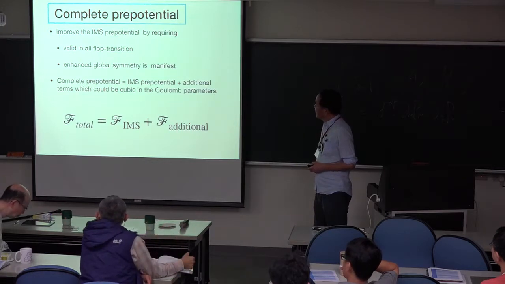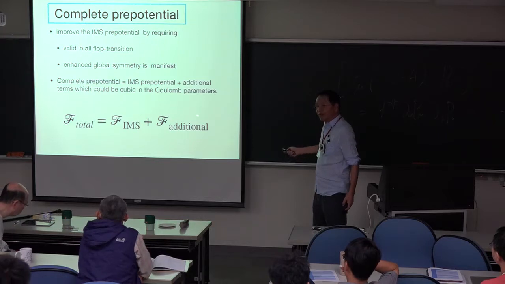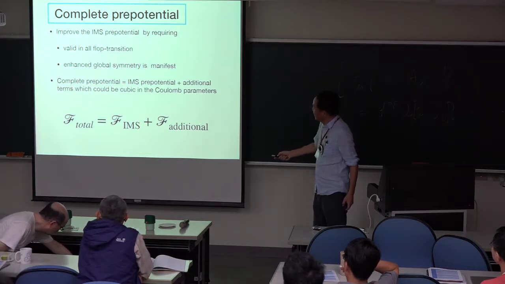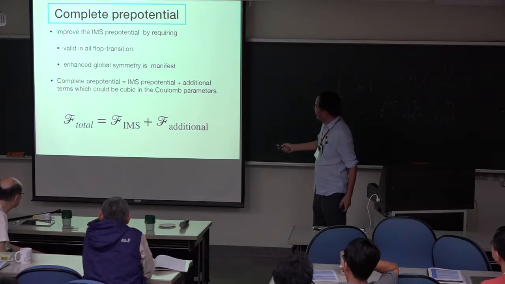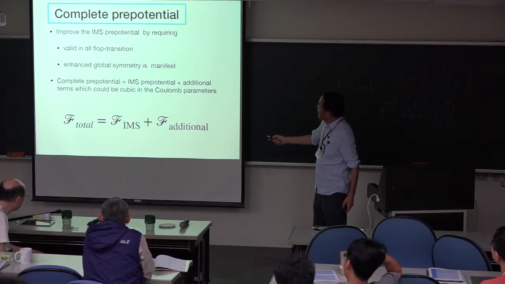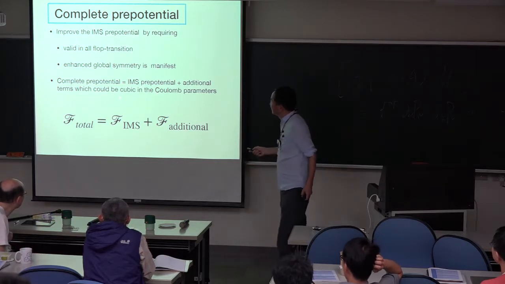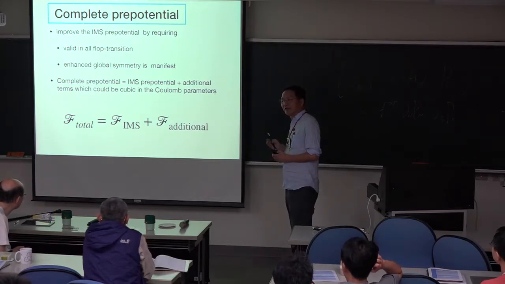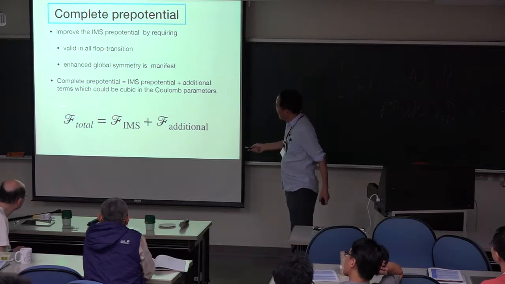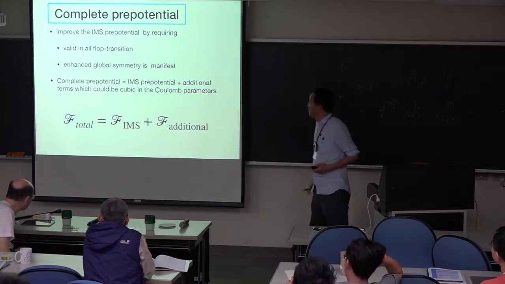So we are proposing an addition to IMS with some additional terms, in such a way that the total prepotential is complete. It is valid in all the phase transitions from particle to string perspective, and also the enhanced global symmetry is manifest, and it also has many more nice properties. And we confirmed this complete prepotential using many other technologies.